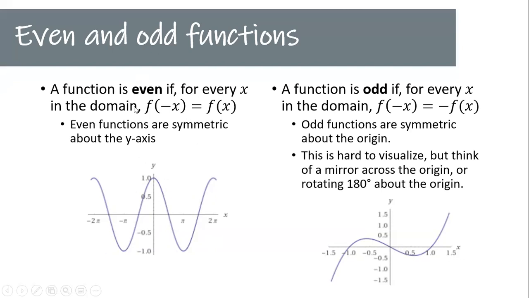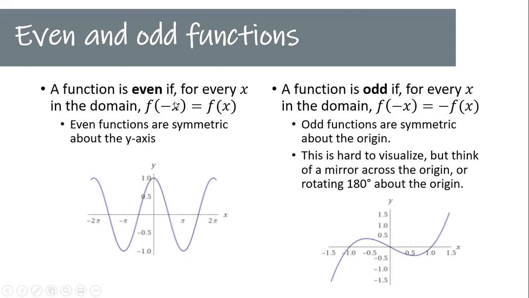So those are not unrelated to what we talked about earlier. This is an example of an even function because you see that right here, if you use this as a mirror or you folded the graph over on itself right here, it's perfectly symmetric on the left as it is to the right. On the other hand, a function is odd if for every x in the domain, f of negative x gives us negative f of x.